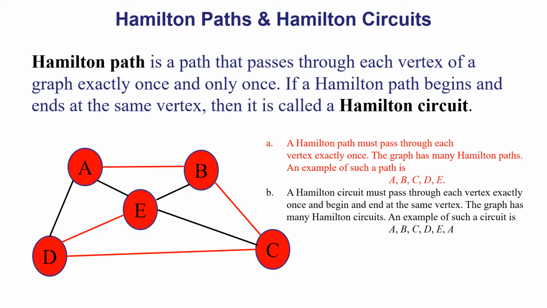Now, if we want to make the same path as a circuit, we just have to connect E with A to make it a circuit. Also, this graph has many Hamilton circuits, but one of them is A, B, C, D, E, and A. So now, the new red circuit we have is a Hamilton circuit.